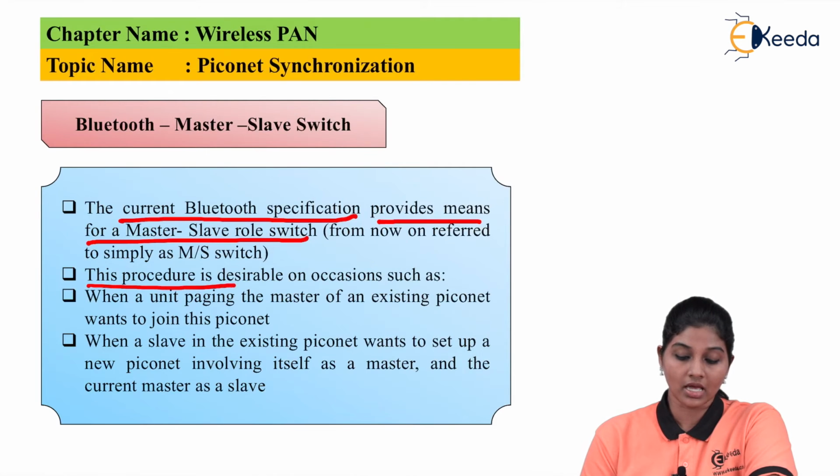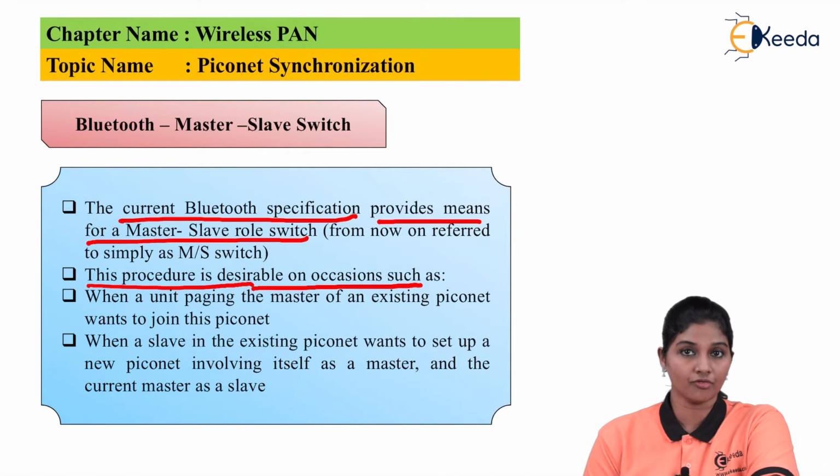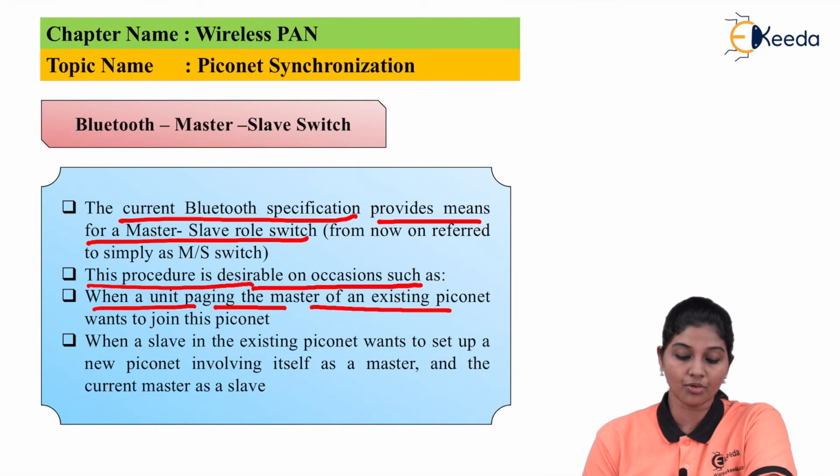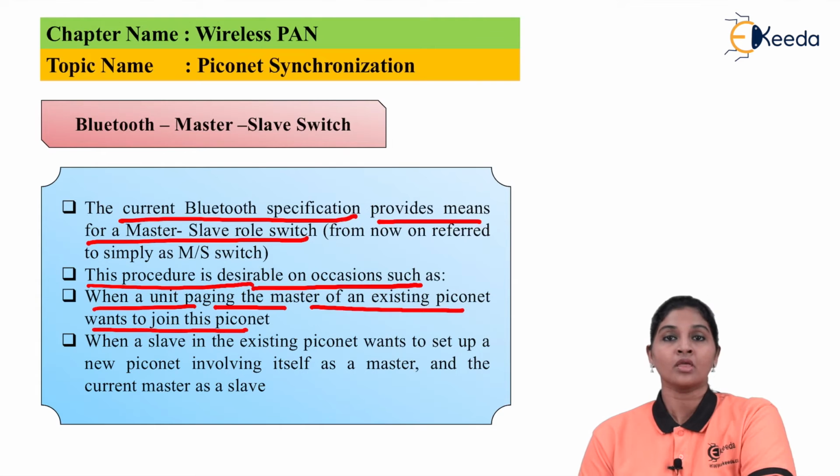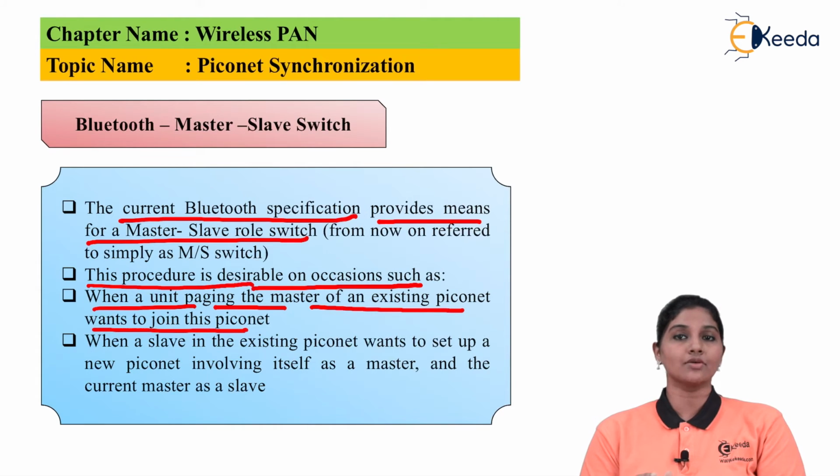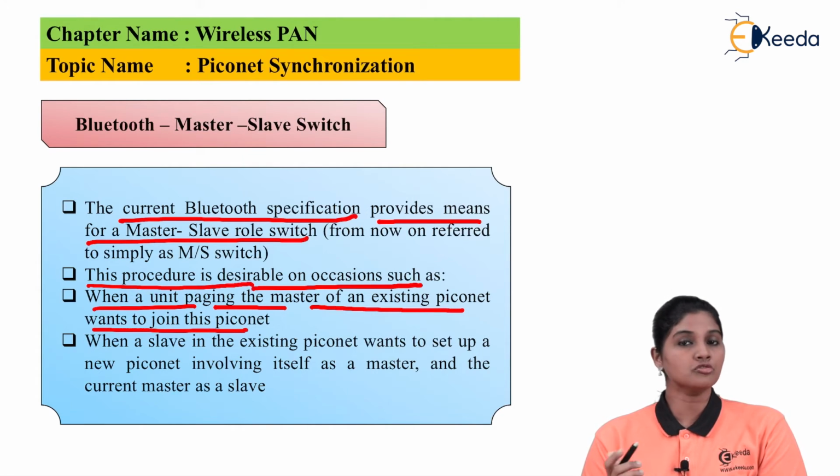This procedure is desirable on occasions such as the first scenario, when a unit paging a master of an existing Piconet wants to join this Piconet. Now, to one master we can connect 7 slaves. If an additional slave wants to join a Piconet, it can be a part of the Piconet, but it is not possible for that device to take actual part in the data communication. It can just listen to whatever communication is going on in the Piconet.